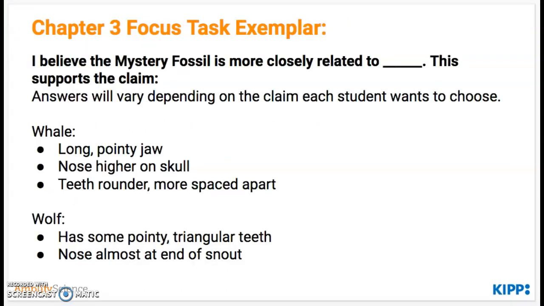When we arrive at the answer, students can choose either whale or wolf, but are evaluated more so on the quality of the evidence and how it is used to support their claim. For example, if they choose whale, they should have noted that it has a long, pointy jaw, or a nose that's higher on the skull, and teeth that are rounder and more spaced apart. If they instead chose wolf, they should have noted how some of the teeth were pointy and triangular, and the nose is almost at the end of the snout.